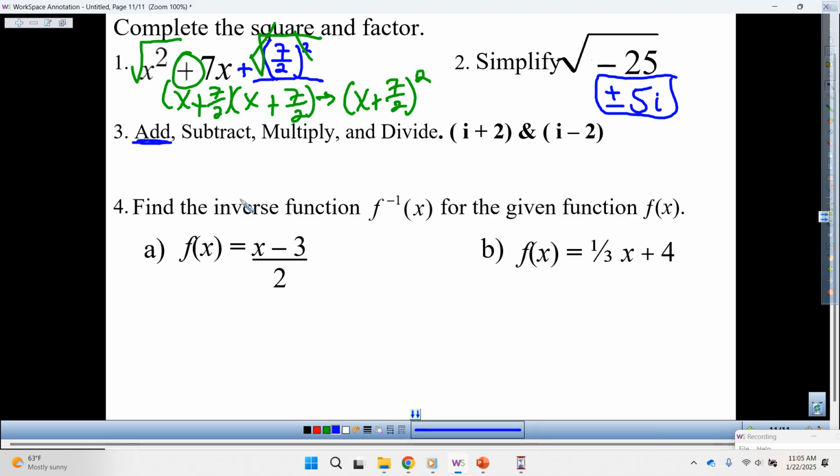Pass it to someone, Mario. Geo. 2i. Hands if you got that. That is correct. How about subtraction? What'd you get for subtraction? Pass someone. Mariah, what'd you get for subtraction? 4. Hands if you got that. That is correct. How about multiplication?